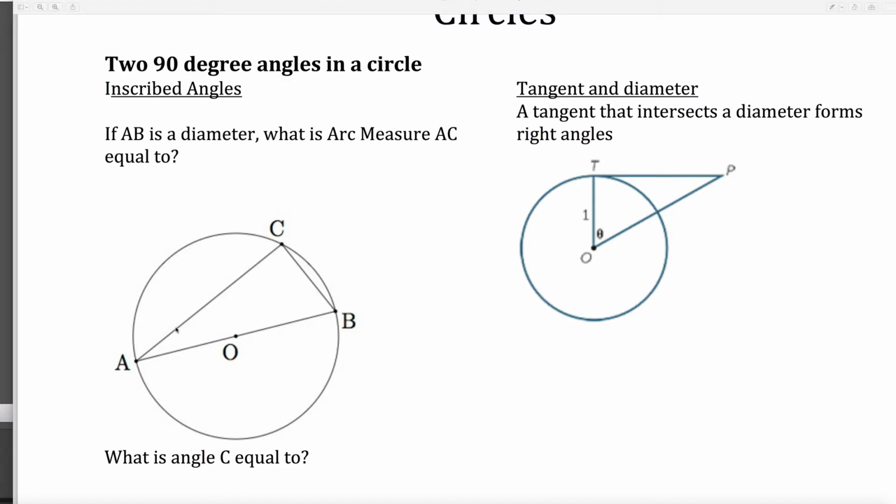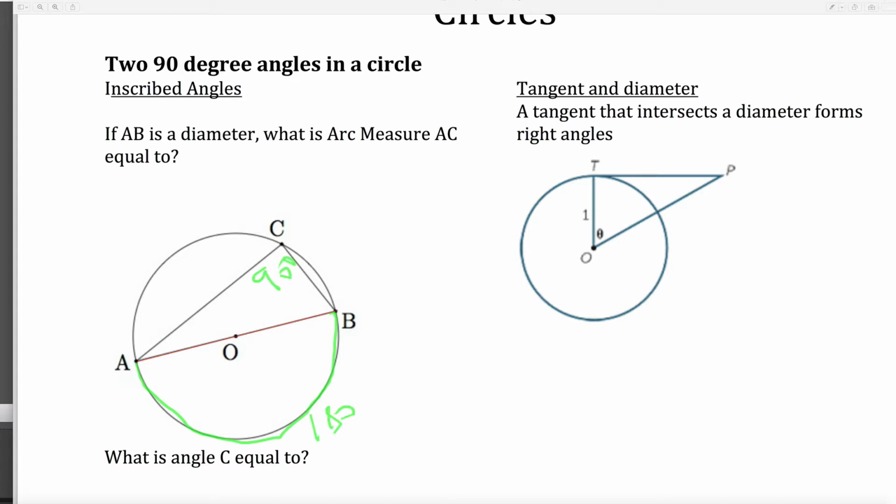So this is the idea. If you ever see a diameter, like we have this diameter here, what we know is, how big is arc AB, arc measure AB? What is that measure equal to? 180. Right, we know that it's equal to 180. And if it's equal to 180, then how big is angle C? Half of that, so that's going to be 90.